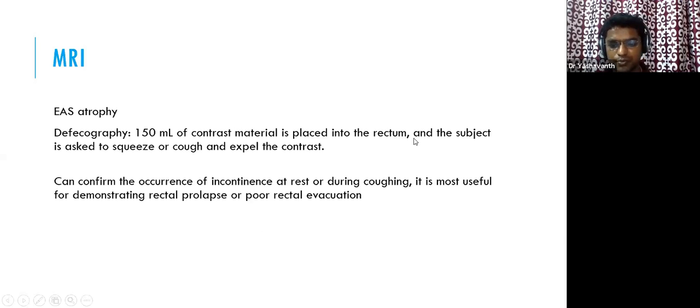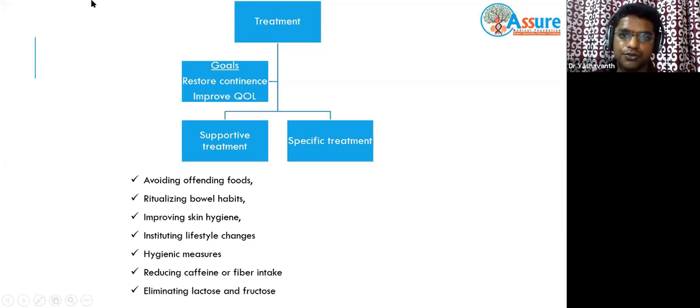and the subject is asked to squeeze or sometimes cough, to see whether there is urge incontinence, or to know where the indirect or reflex contraction of the external anal sphincter during cough will occur. To assess that, you can do this. And also to confirm the occurrence of incontinence at rest and during coughing, it is useful for demonstrating rectal prolapse and poor rectal evacuation. So the treatment: the goal is to restore continence if possible and improve the quality of life.